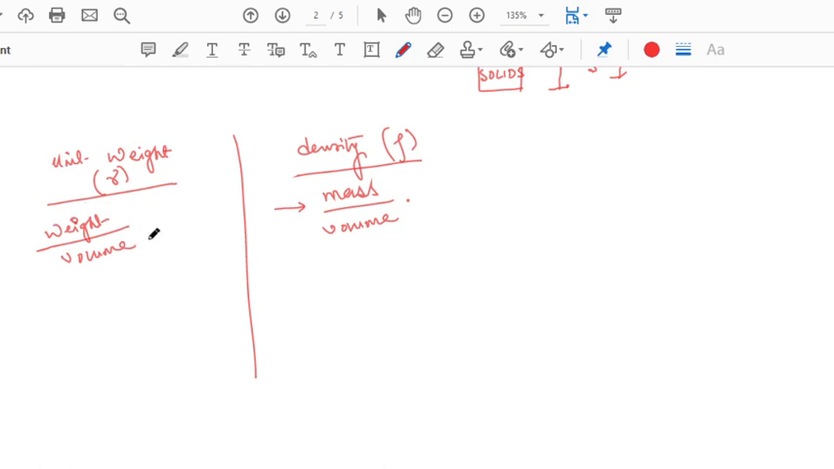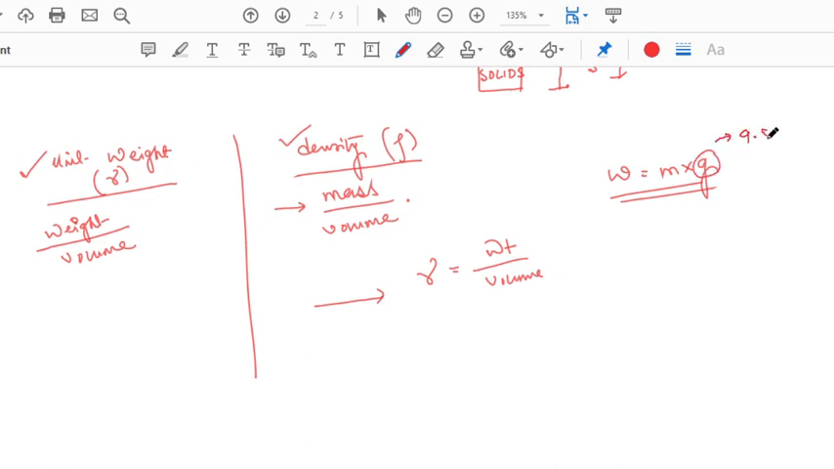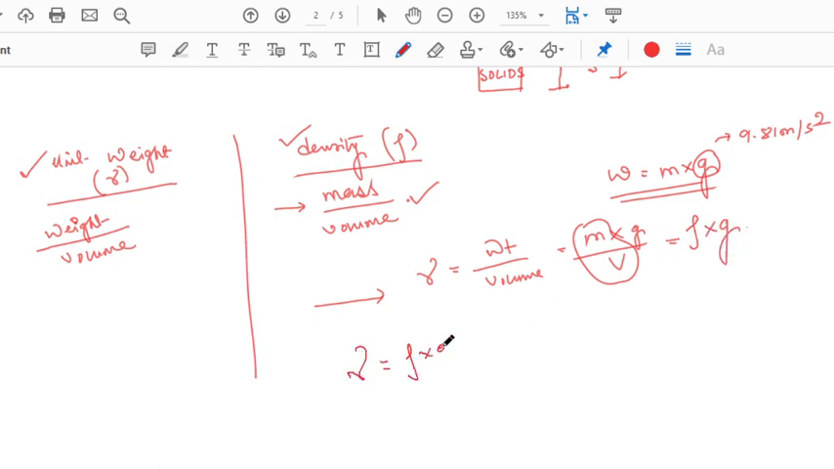Okay, so there will be a relationship between unit weight and density. How can we write it down? Since gamma is equal to weight by volume, and we know W is equal to mass into g, where g is the acceleration due to gravity, which is considered as 9.81 meter per second square, right? So we can write it as mass into g by volume, and M by V, we know, is equal to rho, so therefore we can write it as rho g. So remember, gamma is equal to rho into g.